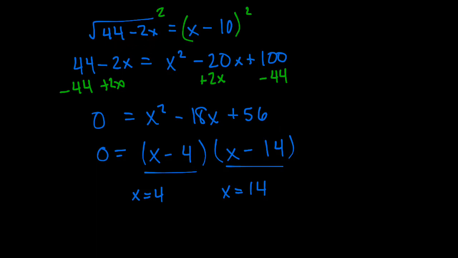So what you need to do is take 4 and plug it into the original function, square root of 44 minus 2x equals x minus 10. So not including the squared or these parentheses anymore. Okay. So plug 4 into that original, plug 14 into that original, and see if one of those maybe doesn't work. Pause for a second, check those.